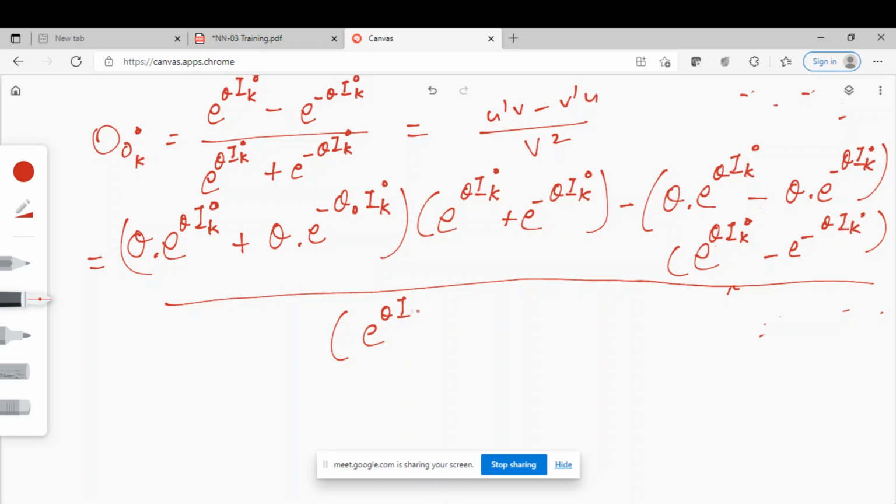So this is what you will get. Now if you simplify further, some of the terms will get cancelled out. For example, this term will be theta into e to the power theta. Say for example, e power x into e power x is e power x plus x, which is e power 2x.